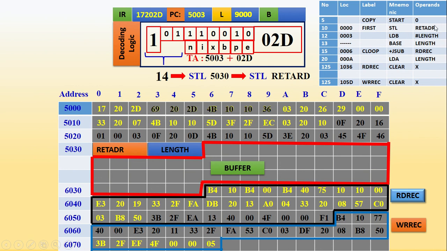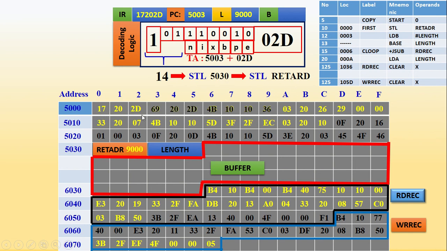Look here, STL return address. So whatever is there in the linkage register, what is there in the linkage register? Return address. Who loaded this return address into the linkage register? It is the responsibility of the operating system. So that we are going to store in which variable? Return address. Whatever is there in the linkage register will be copied into return address. So this instruction is executed perfectly.